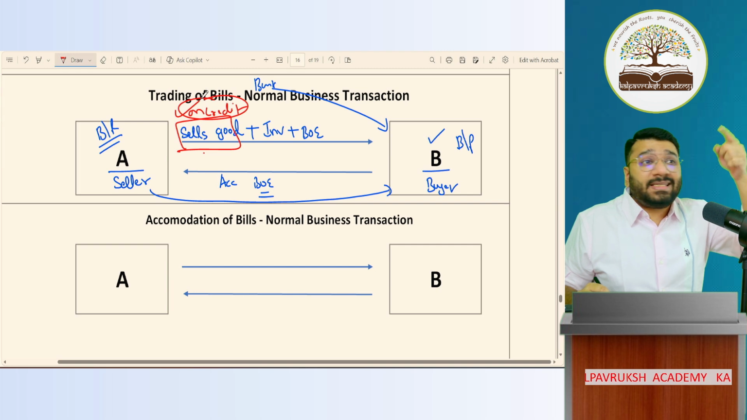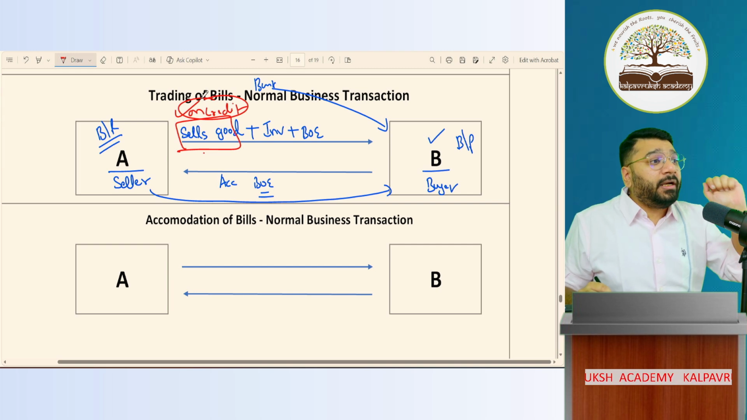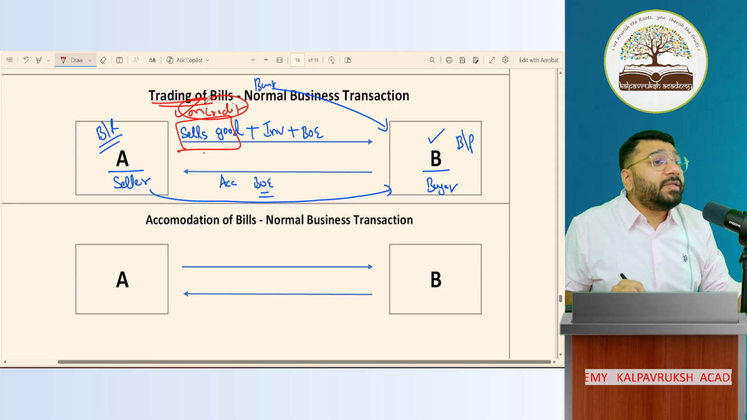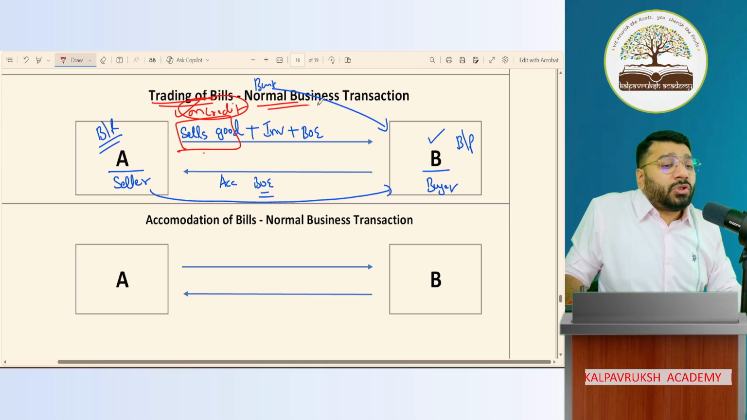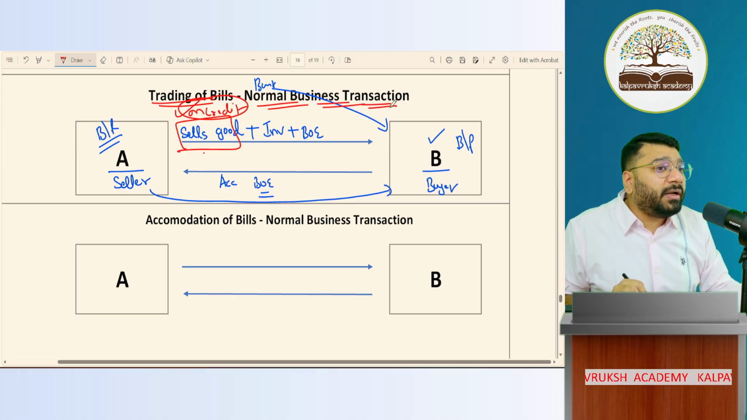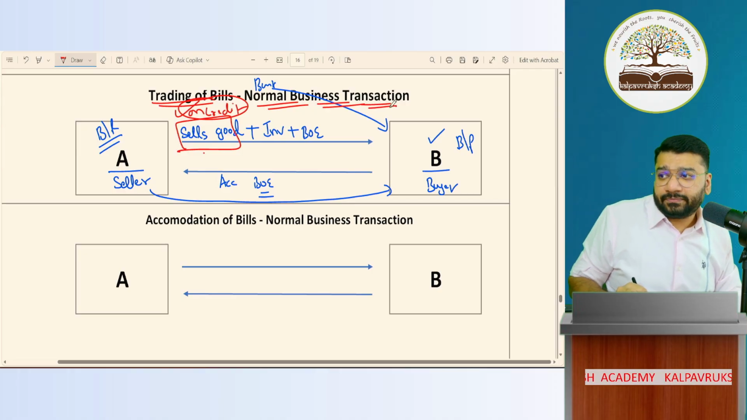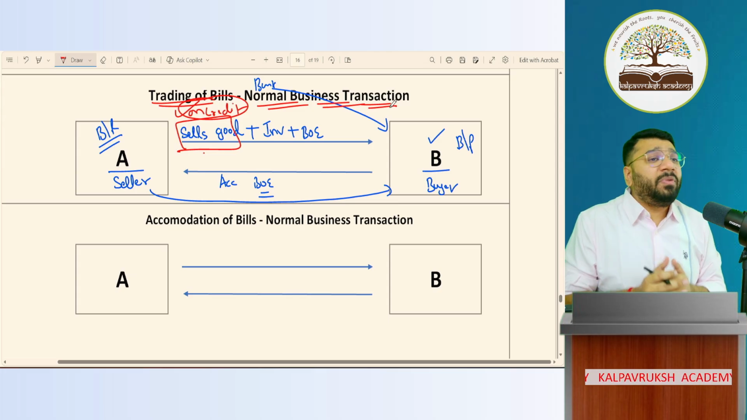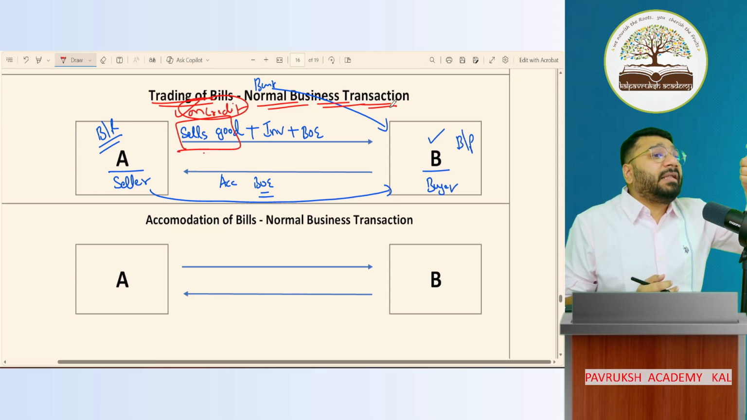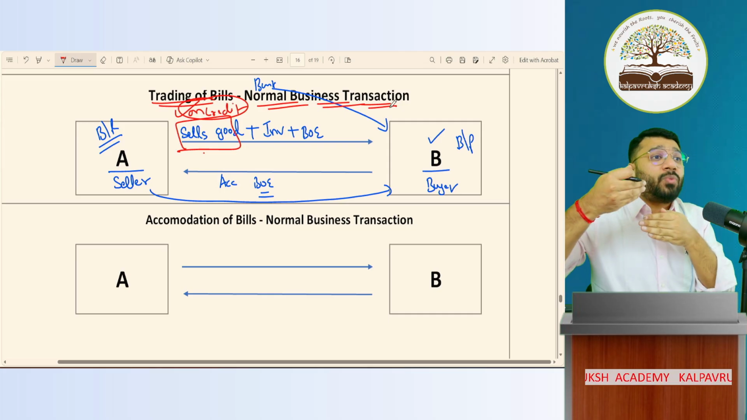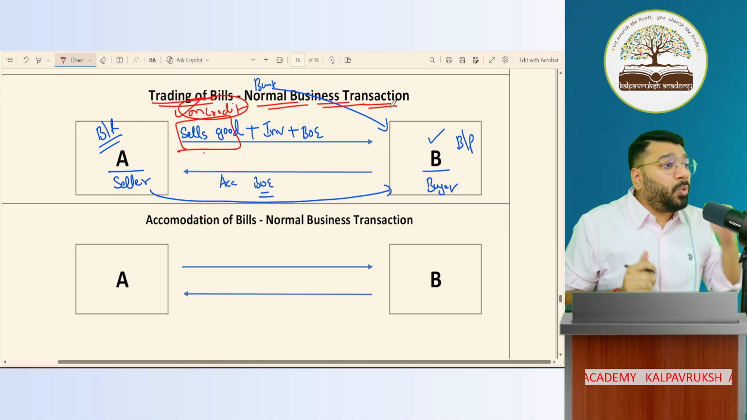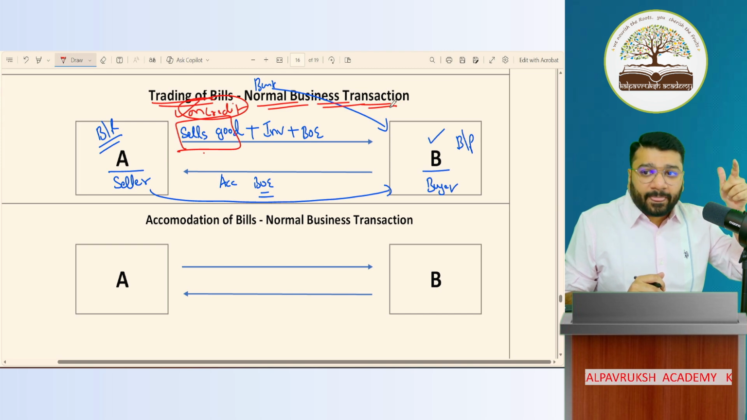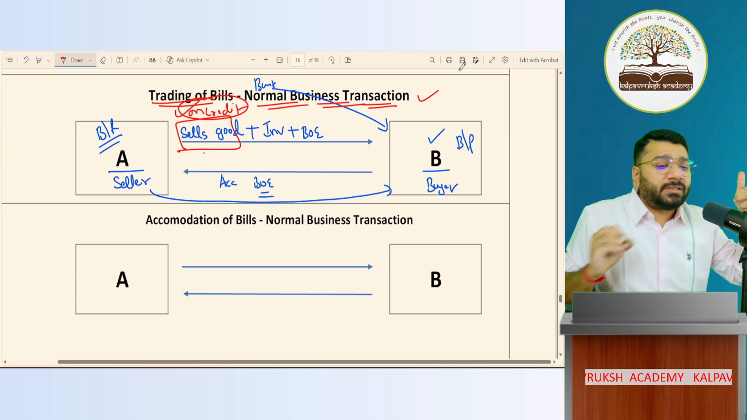So when a bill of exchange is executed upon a credit sale, that kind of bill is called a trading bill. We call this a normal business transaction. Got it? Online people, got it? So what is a trading bill? The entire process of bill of exchange that was executed here, the reason behind that was credit sale. The primary objective of all this transaction was to sell the goods on credit to the buyer. Okay. This is called a trading bill. This is what usually happens.